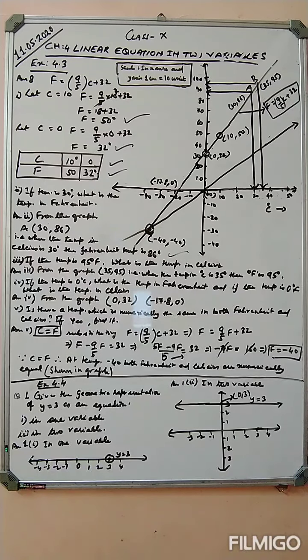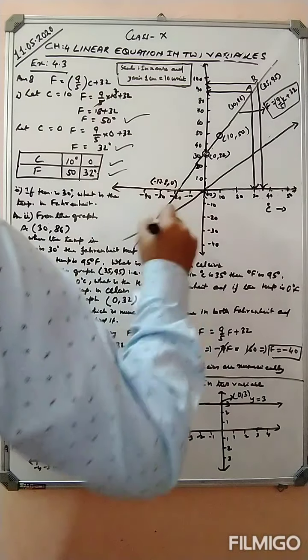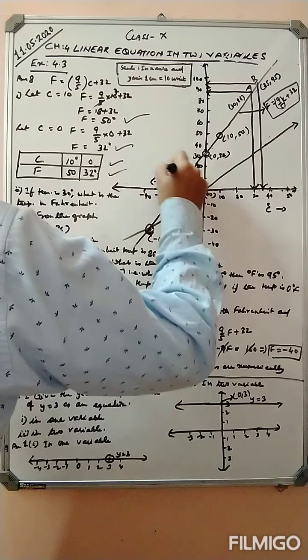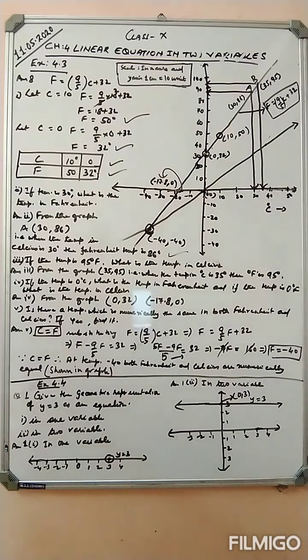Similarly, when the Fahrenheit is 0, you see Fahrenheit is 0 and then in the x-axis where it meets here, this is minus 17.8 in Celsius. Now, is there a temperature which is numerically the same in both Fahrenheit and Celsius? If yes, find it. So you have to find a temperature where both Celsius and Fahrenheit are the same.